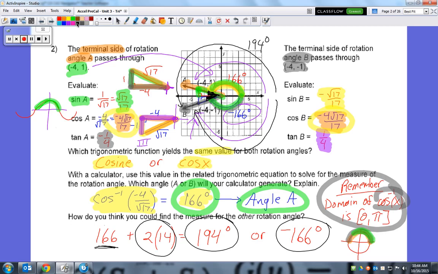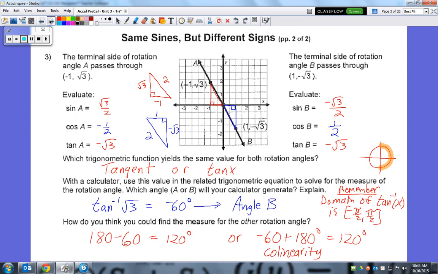The reason why I would say -166 though is because I'm trying to stress to you that cosine is an even function. Okay, so this I would prefer, but this would still be okay because they are coterminal angles. Let's go to our third example.